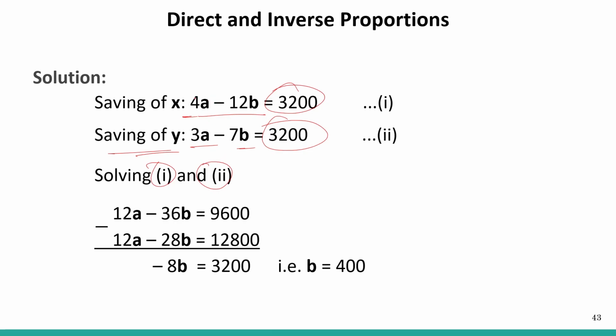So what we can do here is multiply this with 3 and multiply this with 4. Doing that, we arrive at 12a minus 36b is equal to 9600, because we multiplied with 3. After multiplying the second equation with 4, we are left with 12a minus 28b equal to 12800. So subtracting 2 from 1, we are left with minus 8b is equal to 3200. So b is equal to 400.